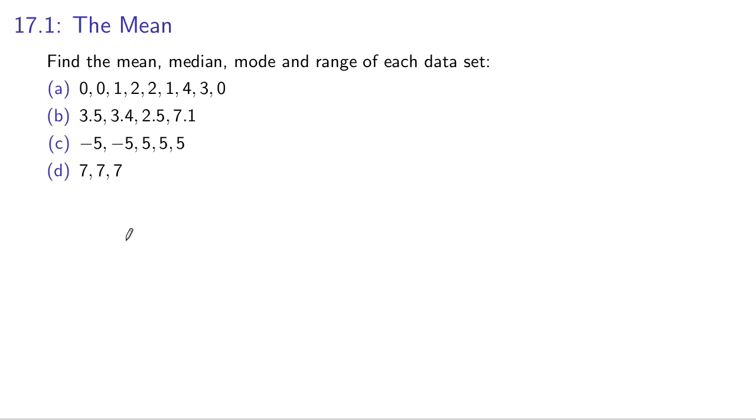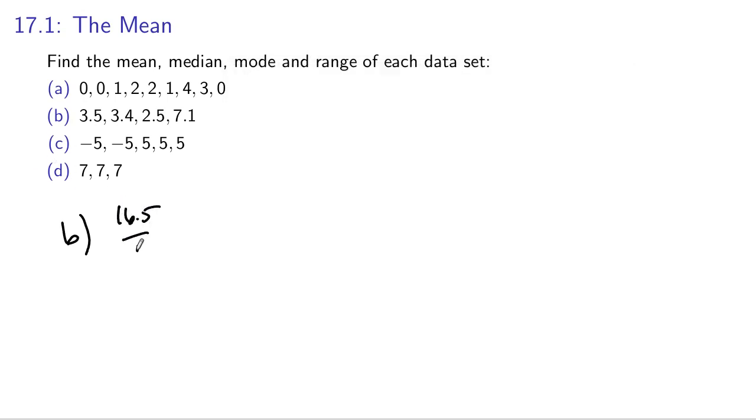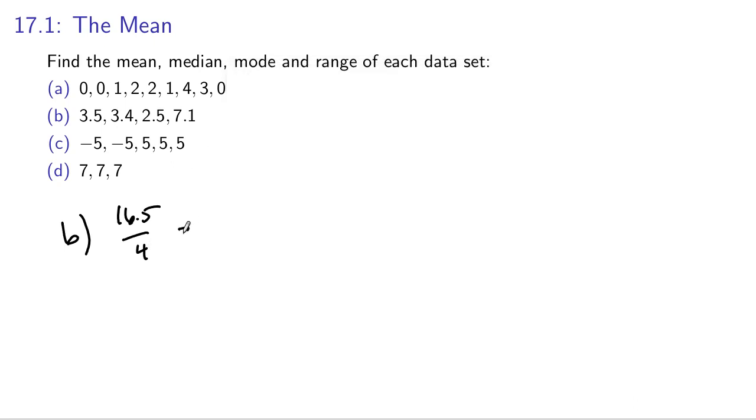So now let's go on to B. The mean, we need to add all these up. So let's get a calculator out. 3.5 plus 3.4 plus 2.5 plus 7.1 is 16.5. That's the total, and then we divide by 4, the number of elements, and we get 4.125. And that's the mean. So the mean is 4.125.